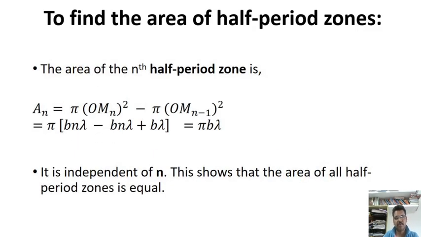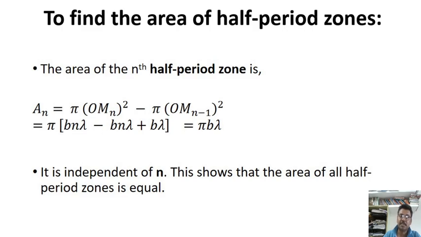Next, to find the area of a half period zone is very simple. The area of the nth half period zone, An, is equal to pi OMn square minus pi OM(n minus 1) square. Substituting these values, we get pi b lambda. So it is independent of n and of the radii. This shows that the areas of the half period zones are equal.